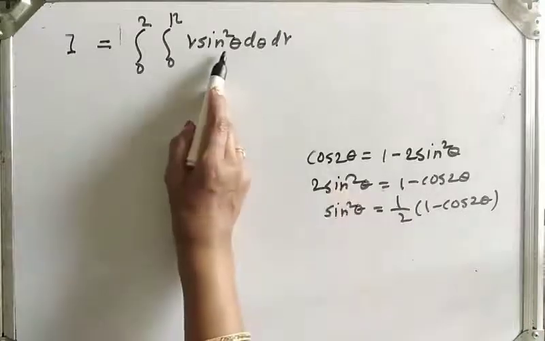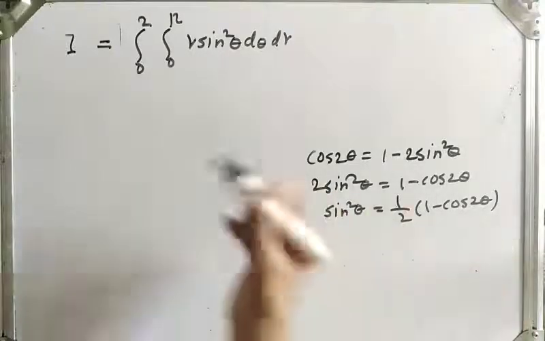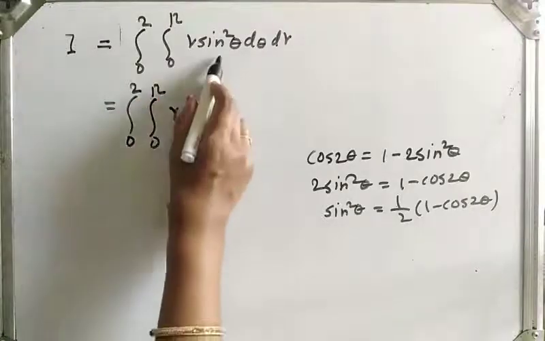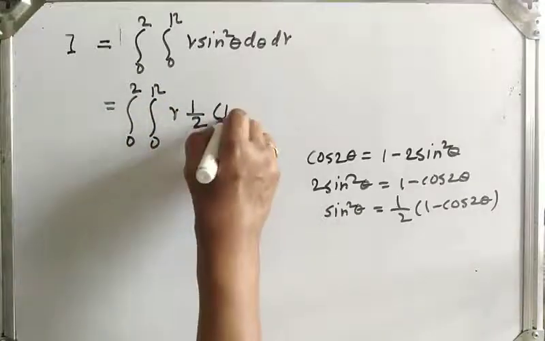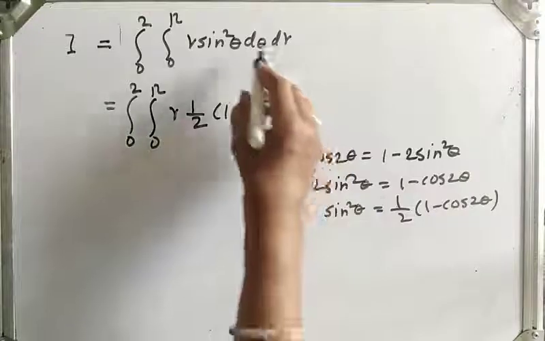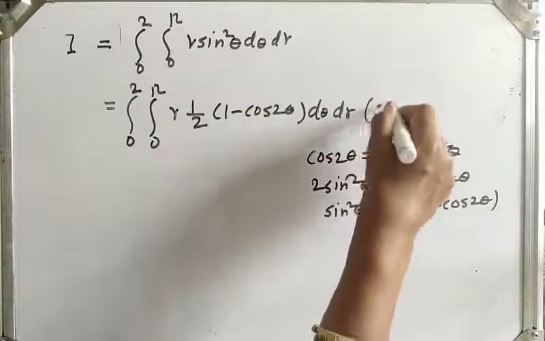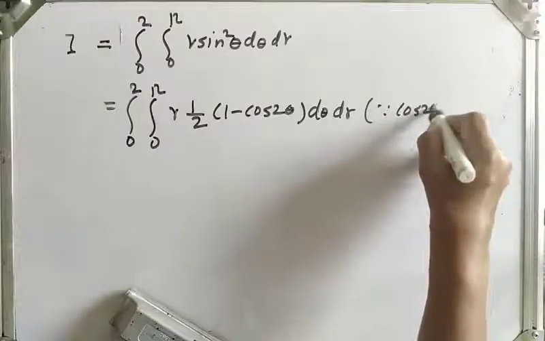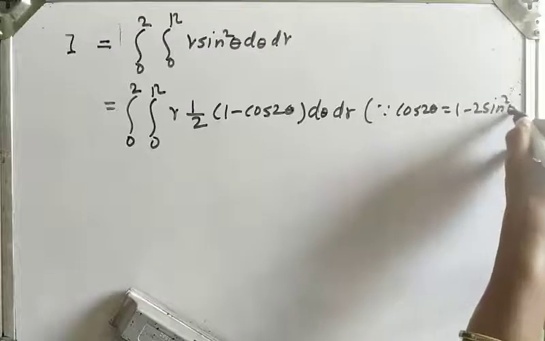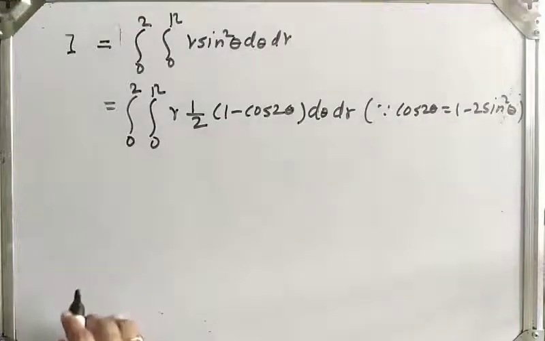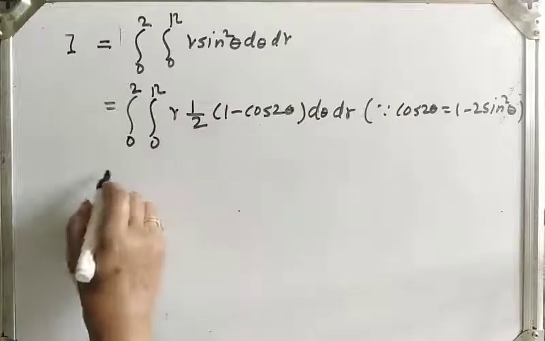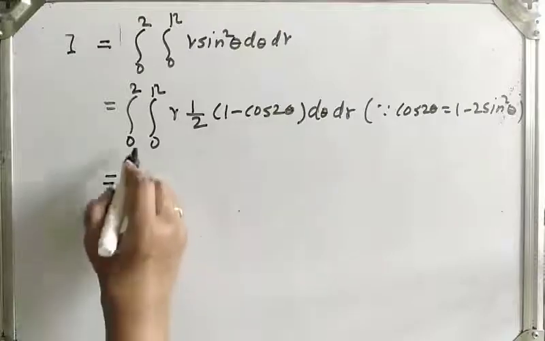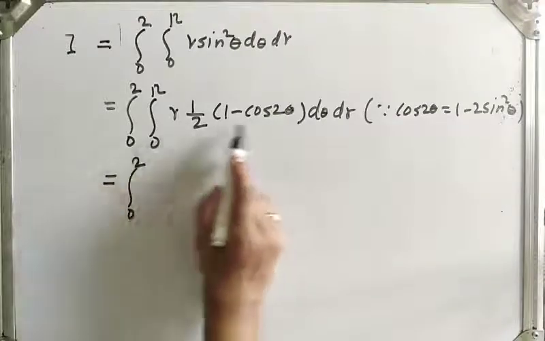So let us replace this sin square theta by this formula. Which is equal to the integral 0 to 2, integral 0 to pi, r into 1/2 into 1 minus cos 2 theta, d theta dr. In bracket we can give the reason, since cos 2 theta is equal to 1 minus 2 sin square theta. Now we can integrate it with respect to theta.